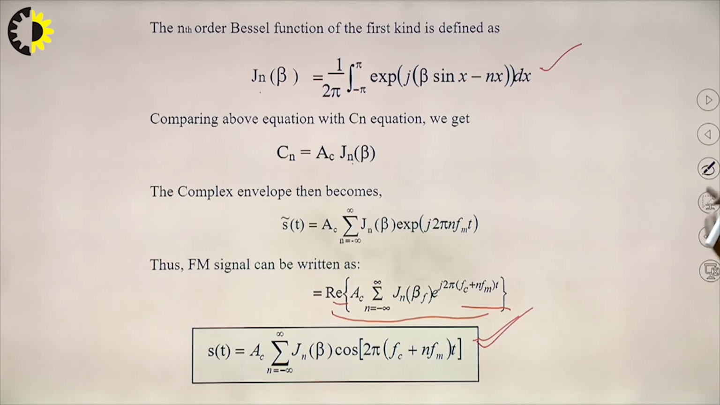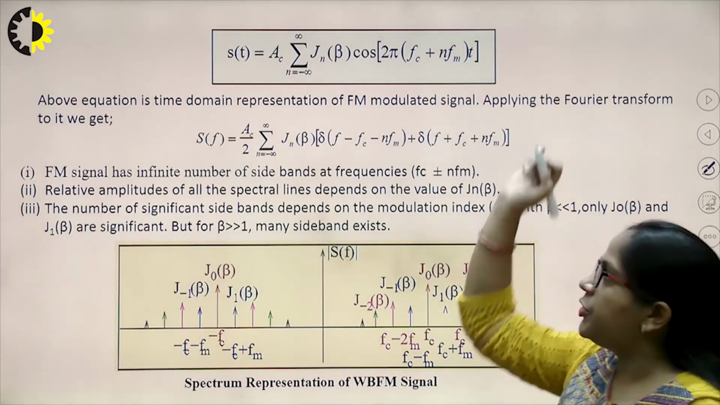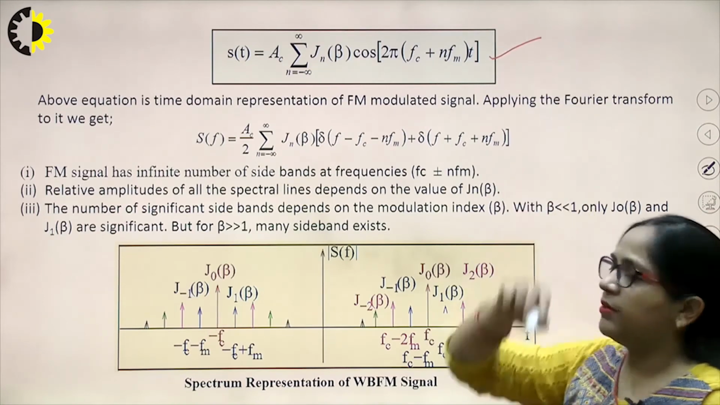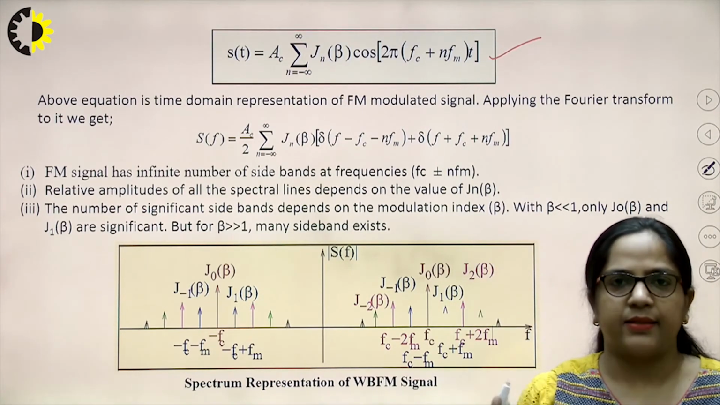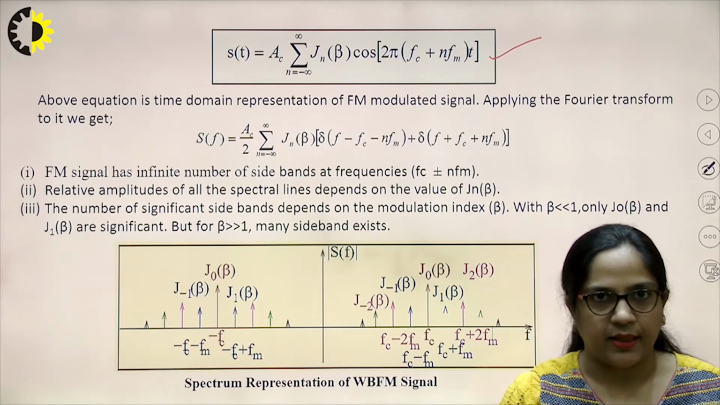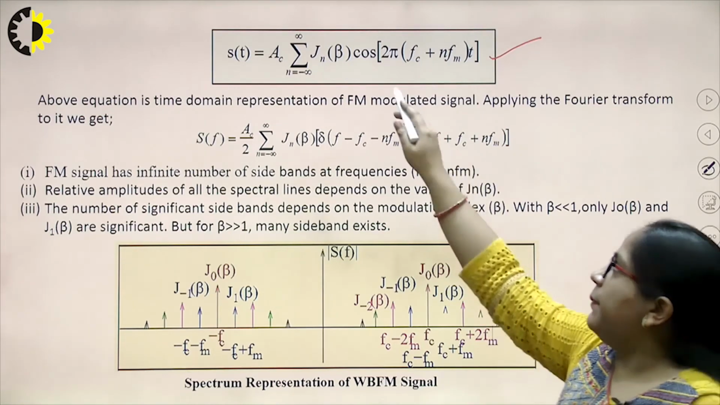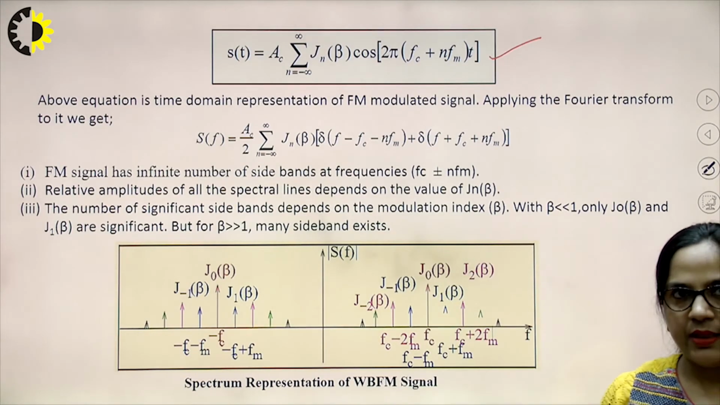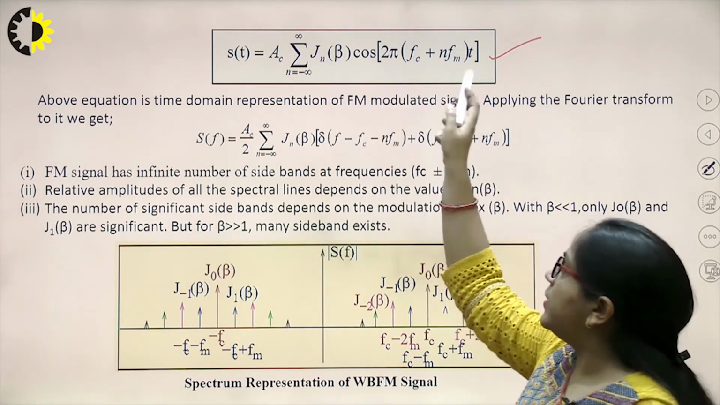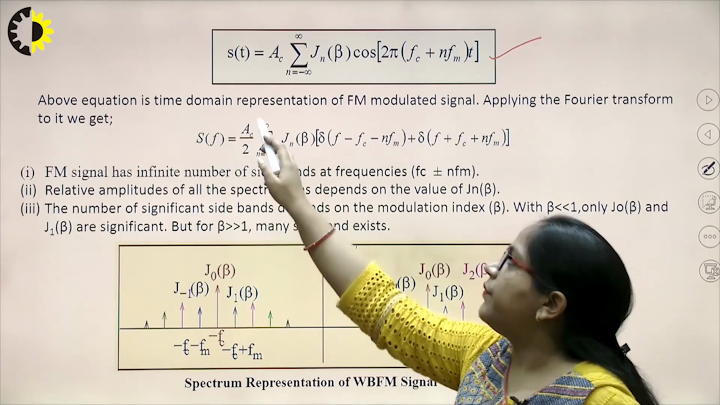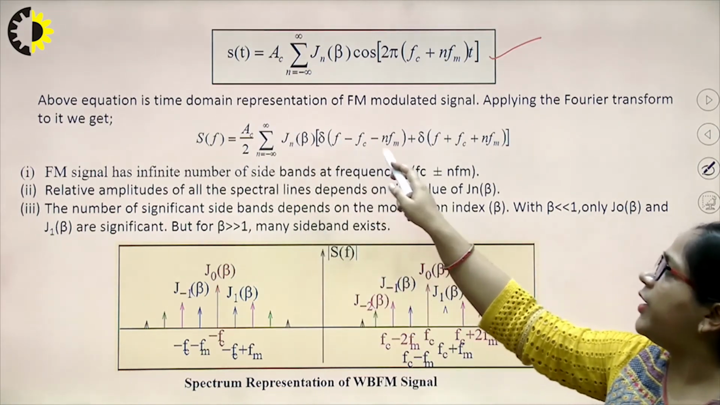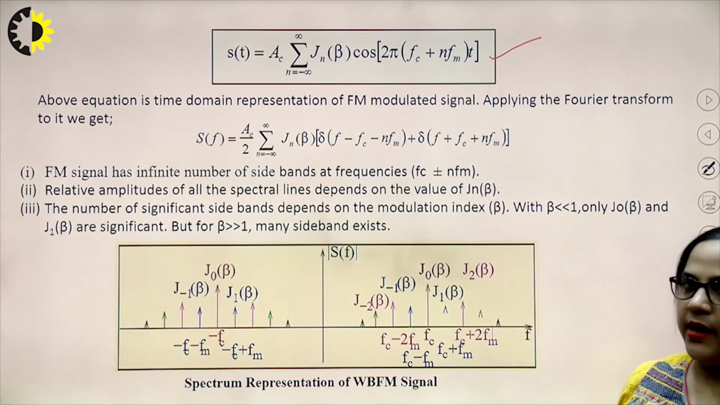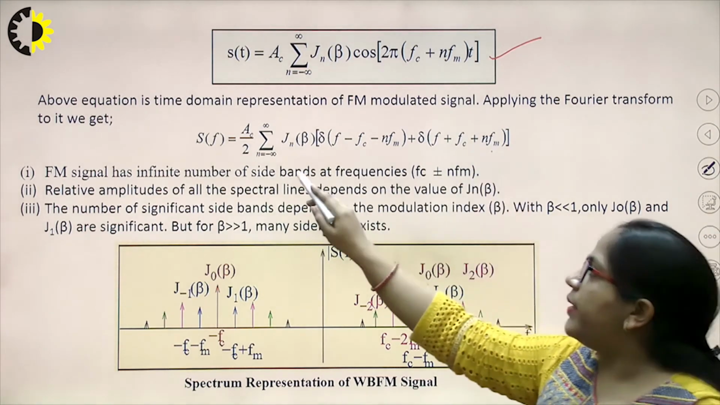Now, let us discuss some points regarding this expression that we have just obtained. This is the expression for the wideband FM signal, that is the case where the modulation index is much greater than 1. With the help of this expression, now we can draw the spectrum of the WBFM signal. By taking the Fourier transform of this expression, we will get S of f equal to Ac by 2 Jn beta times delta of f minus Fc minus n Fm plus delta of f plus Fc plus n Fm, where n varies from minus infinity to plus infinity.